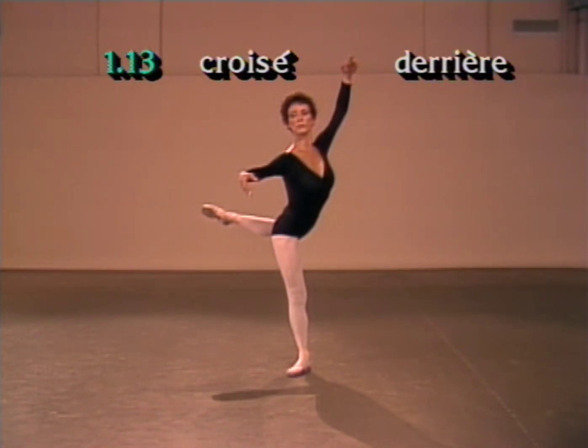Croisé derrière. Facing croisé, the back leg is raised to attitude. The same arm as raised leg is above the head, with the other arm in second. The body tilts slightly toward the supporting leg, with the head turned front.